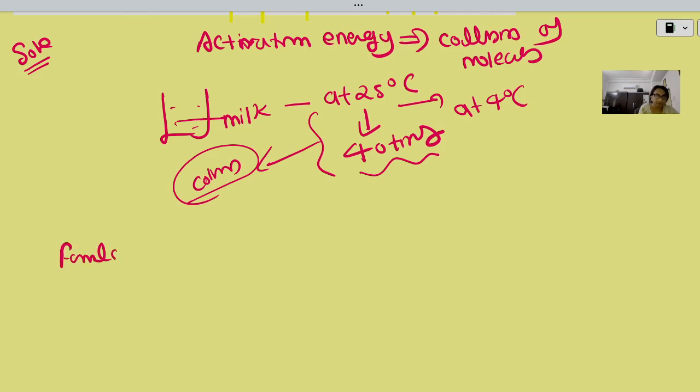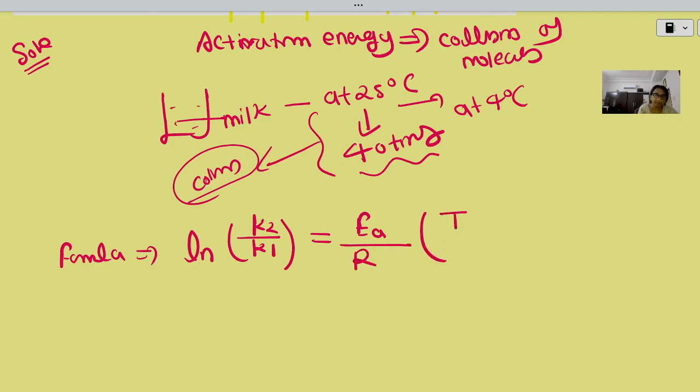And what is the formula? The formula is ln k2 upon k1, the natural logarithm. Okay, k2 upon k1. Here the ratio of k2 upon k1 is given in our question. Write the formula: Ea is the activation energy, R is the universal gas constant, and there are two temperatures given in our question, T2 and T1, (T2 minus T1) divided by T1 into T2. Right?